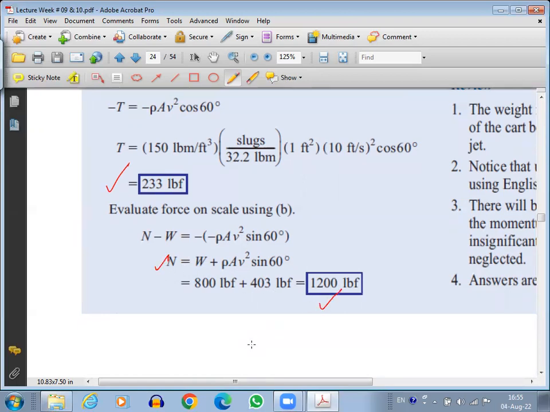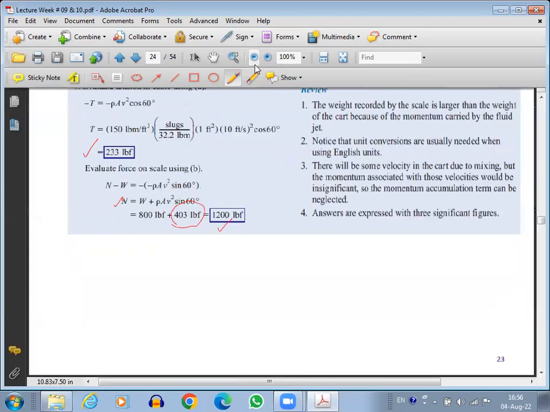So the normal force will be 1200 pound force. The actual weight was 800 pound force, but then about 403 pound force was added because of the momentum of the concrete. If the concrete flow was stopped, the scale would have given the reading 800 pound force. But because the concrete was flowing, the momentum of the concrete was adding to the weight, and so the scale was giving a reading of 1200 pound force. So fluid force was actually being added to the weight to give the reading on the scale.